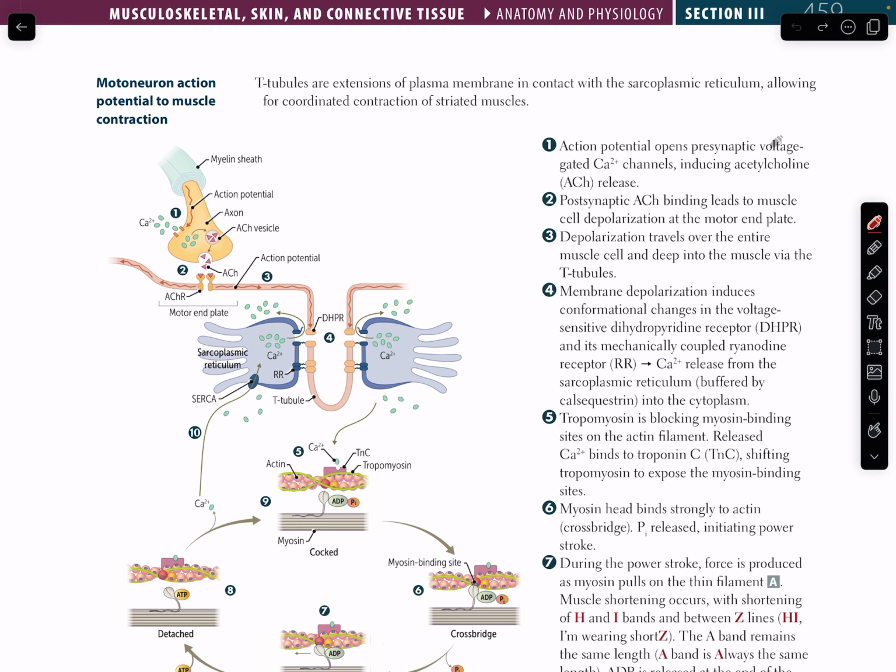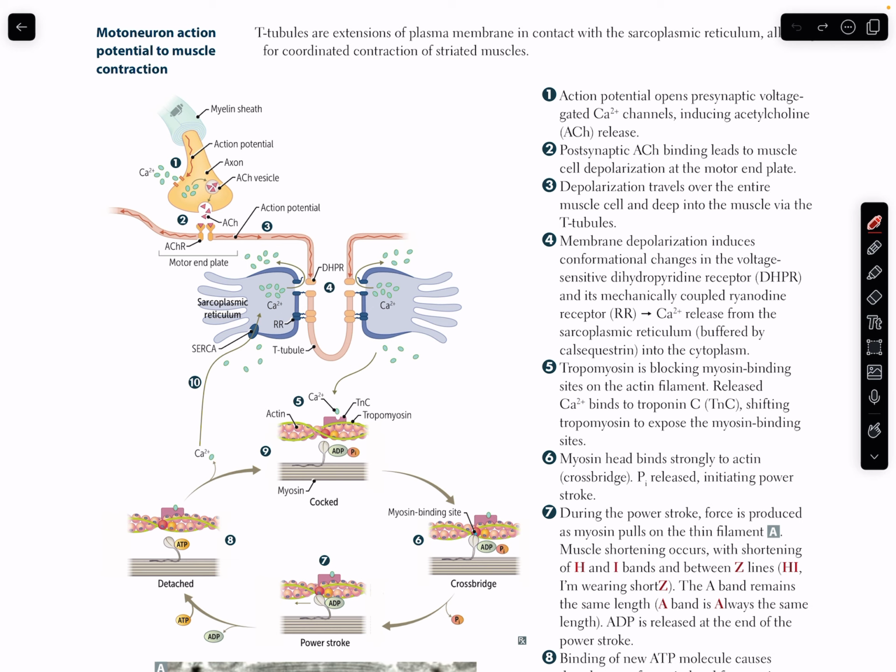Action potential opens presynaptic voltage-gated calcium channels, inducing acetylcholine release. So the action potential from the nerves here allows calcium in and releases acetylcholine, opening presynaptic voltage-gated calcium channels. These are the presynaptic voltage-gated calcium channels, inducing acetylcholine release. Okay, and acetylcholine will go to the postsynaptic acetylcholine binding site.